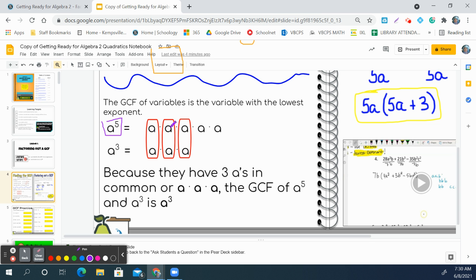Exponents just mean I'm multiplying that thing by that number, right? So a to the 5th power is 5 a's, a to the 3rd power is 3 a's. So my lowest exponent is my greatest common factor, a to the 3rd, because that's 3 a's multiplied together. You always want to take your lowest common exponent.